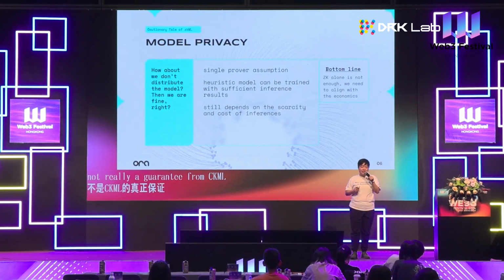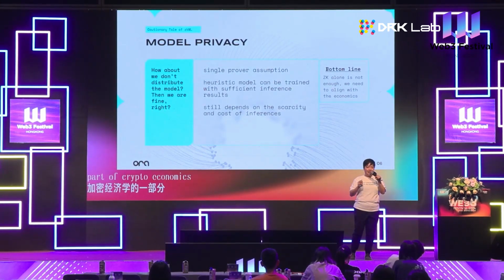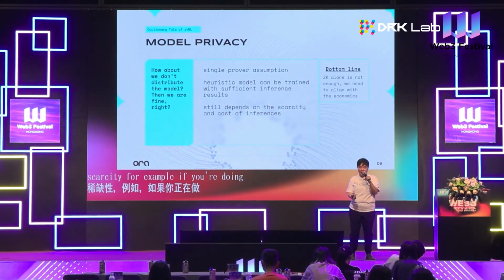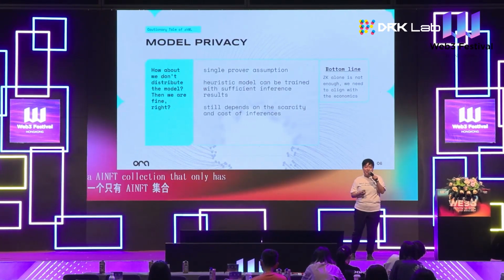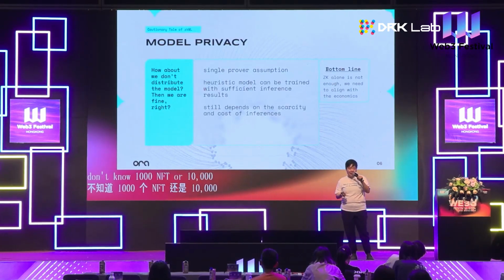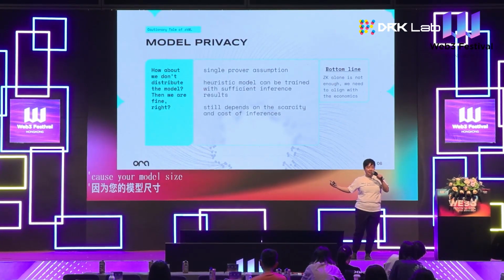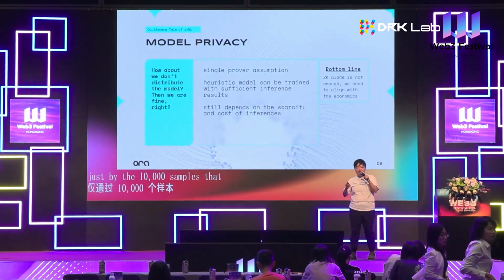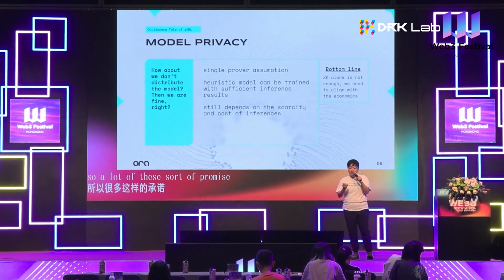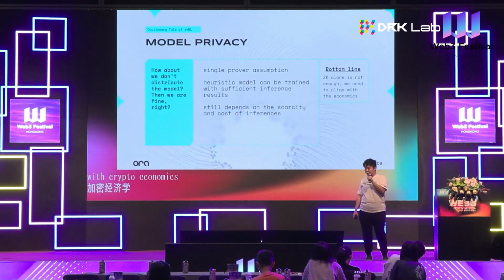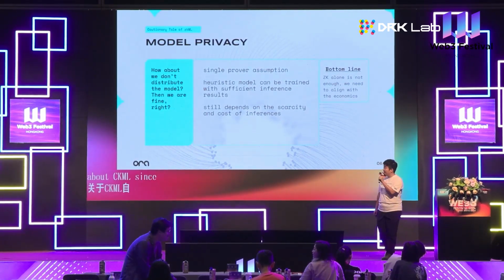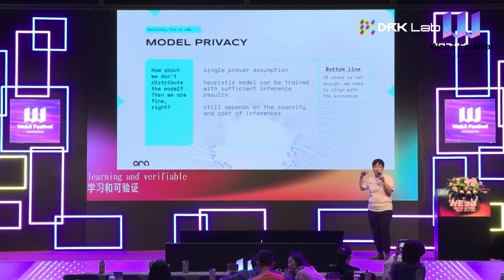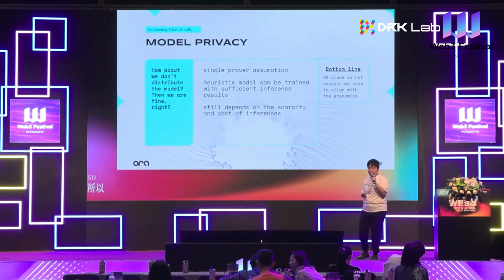Hence, there's still some part of crypto economics that needs to be done if you want to have model privacy, something like scarcity. For example, if you're doing an AI NFT collection that only has, I don't know, 1,000 NFTs or a 10,000 supply, then that should be fine, right? Because your model size is much, much bigger than the collection size. So you won't be worried about people being able to copy your model just by the 10,000 samples they have. So a lot of these promises don't come with ZK itself, but also with crypto economics. Right, so that's all I'm going to talk about zkML, since we still have 2 parts to go. But the bottom line is that if we're talking about machine learning and verifiable machine learning, ZK alone is not enough. We need to align with the economics.